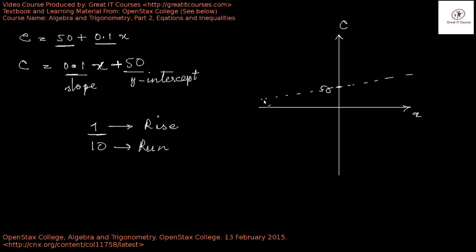Now the steepness of the slope of this function tells you how quickly c is increasing with respect to a unit increase in your x value. That means that for every unit that you add to x, how many units you're adding to y in this whole function.